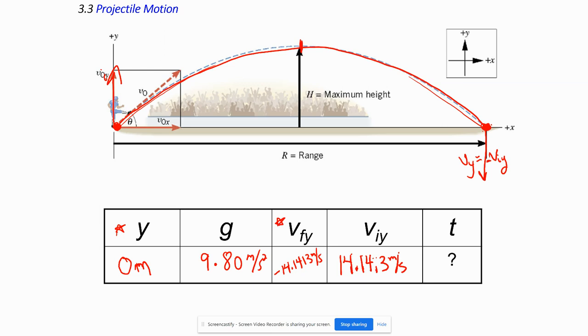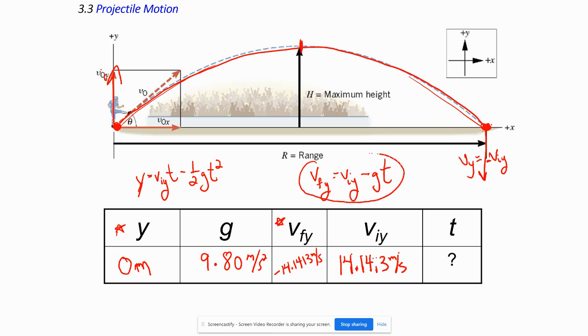There are a couple of different ways we can solve this. One idea is to use y equals VIY times t minus 1/2 g t squared, plug all my numbers in, and solve for time. The other method, since I have VF and VI, is to use VFY equals VIY minus g times t. I tend to go for this one because there are no squares to worry about. So that's the one I'm going to use.